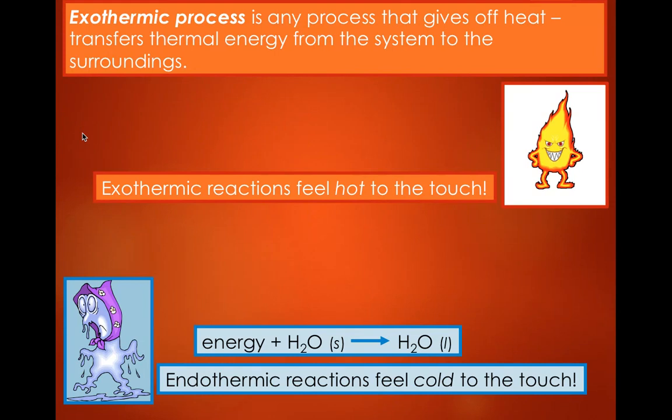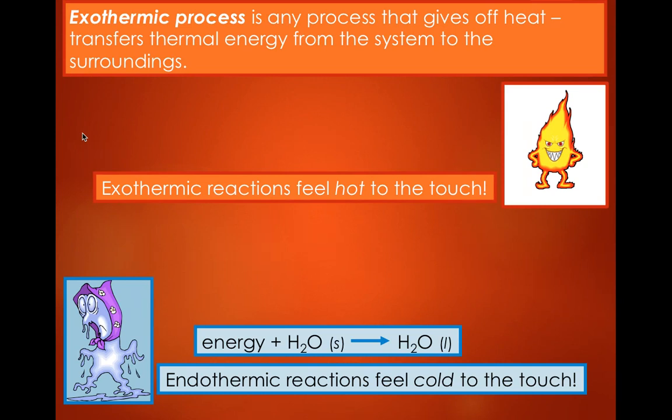So there's 2 different ways to look at how heat is transferred. We have something called exothermic and endothermic. Let's think of the word exo for a second. Let's think of words that have the prefix exo, like exit or exoskeleton on a beetle. What do you think exo means? Exo means the outside or the surroundings.